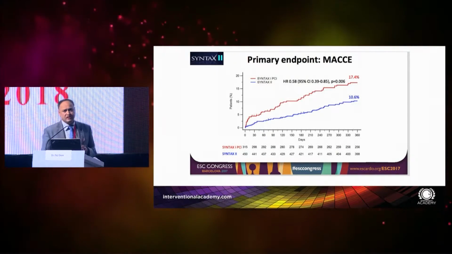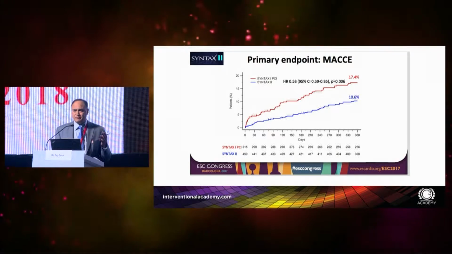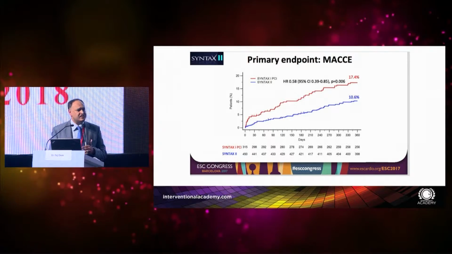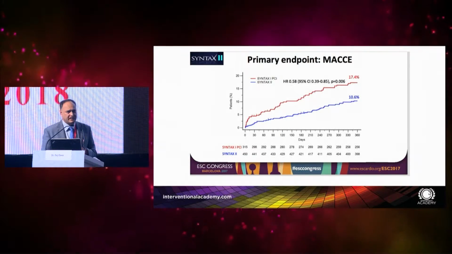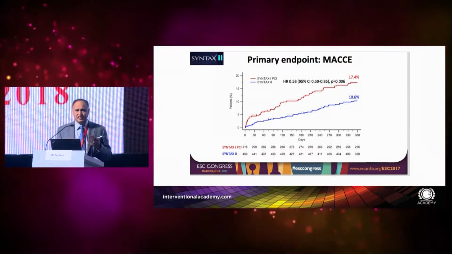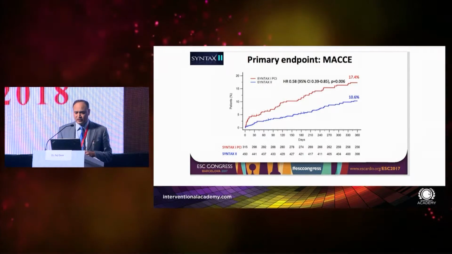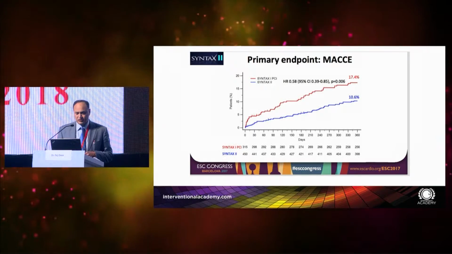So let's look at the outcome. The blue are the patients who had optimized PCI in the Syntax 2, and the red are the patients in the Syntax 1 who had angiographic-guided PCI procedure. And you can see there is a remarkable, statistically significant improvement in the outcome when PCI optimization was done.